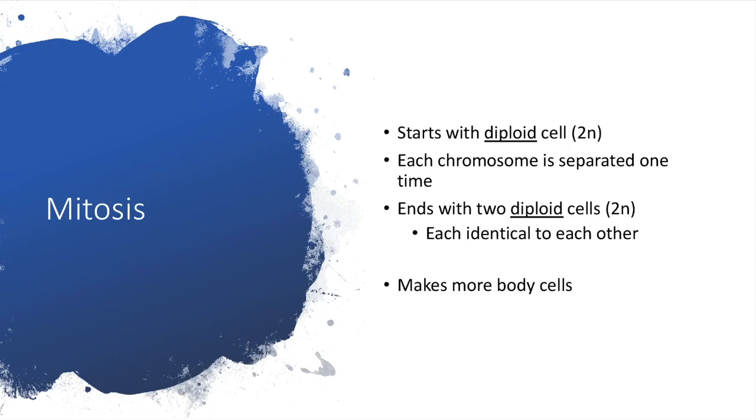You start with, and you can go ahead on your packet and cross out numbers 6 and 7, because it is repeated in the table, and I think the table makes more sense. So you are filling out the table, which is number 8, and what you're starting with is a diploid, or 2N cell. During the process of mitosis, each chromosome gets separated 1 time. You end with 2 diploid cells. They're identical to each other and identical to what you started with, and this is what is making the body cells, or your somatic cells.